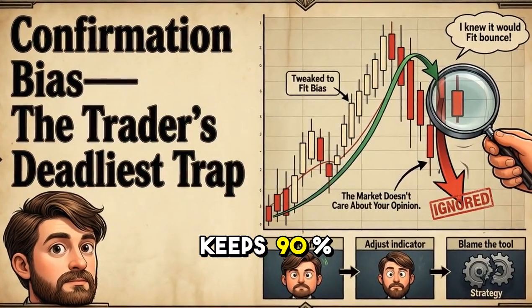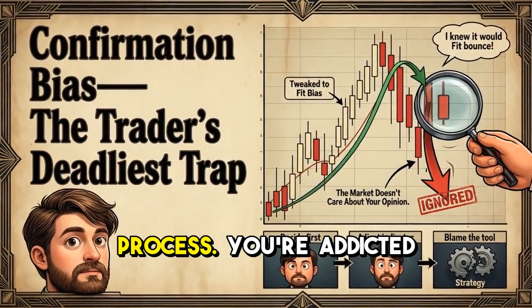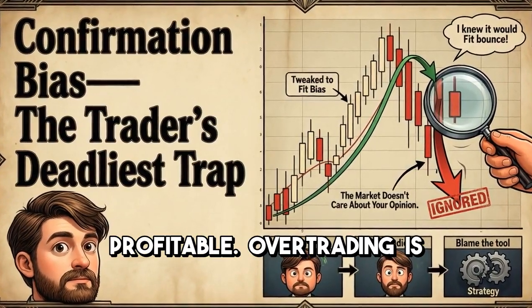There's a psychological trap that keeps 90% of traders stuck forever. The need to predict, not process. You're addicted to being right, not to being profitable.